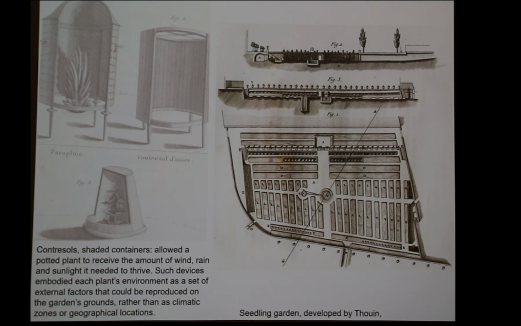containers called contresols, shaded containers, which allow the potted plant to receive the amount of wind, rain, and sunlight it needs to thrive. Such devices embody each plant's environment as a set of external factors that could be reproduced on the garden's grounds rather than as climatic zones or geographical locations. So what surrounds the plant is this container, which is imagined to be able to recreate the external factors that the plant needs.